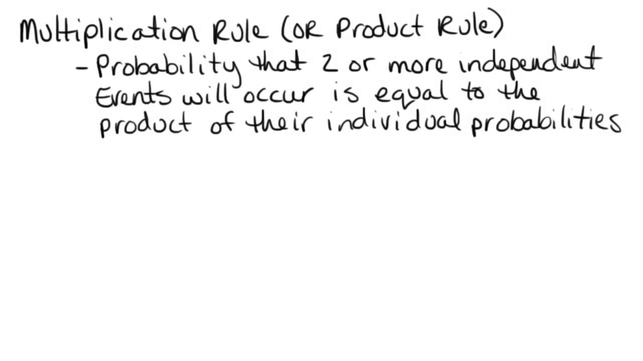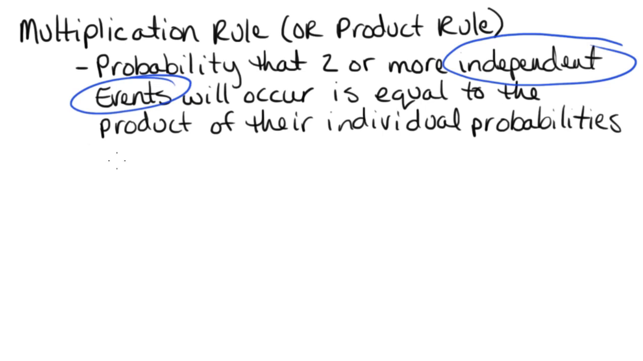The multiplication rule, which is also called the product rule, states that the probability that two or more independent events will occur is equal to the product of their individual probabilities. Okay, so a couple of important things here. What we're looking at is going to be independent events. This means that one of them has no influence on whether the other event is going to happen. So we have a couple different events. We'll have event A and event B.